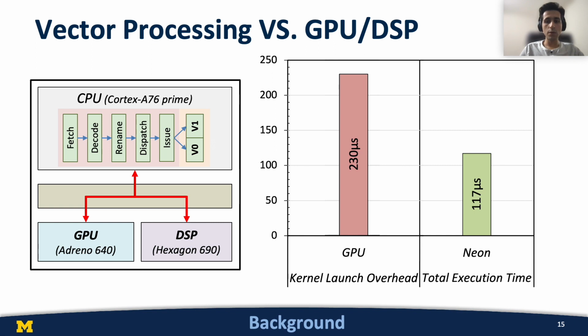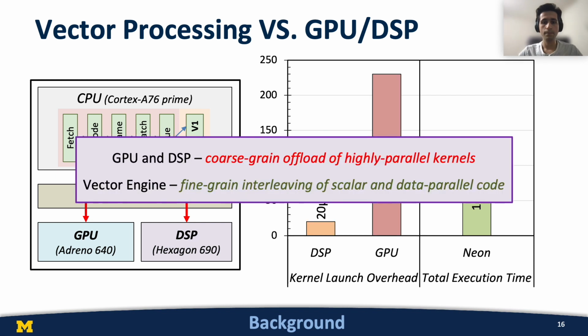We observe that only the kernel launch overhead of GPU is around 2 times more than the total ARM Neon execution time in the evaluated data parallel workloads. Due to the high throughput, hard programmability, and high kernel launch overhead, GPU and DSP are only efficient for the coarse-grained offload of large problem sizes. On the other hand, vector processing is suitable for the fine-grained interleaving of scalar and data parallel code, while it supports a variety of instruction types and operation precisions.